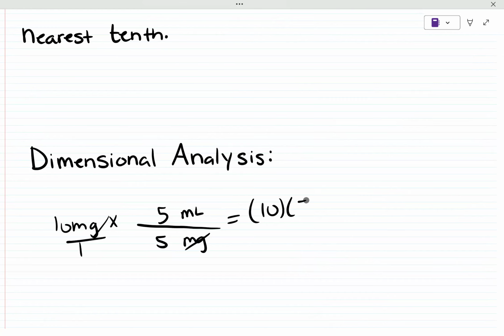10 times 5, and that'll give me 50. No, 10. Or 10 times 5 over 5, the 5 disappears. So you're left with 10 milliliters.